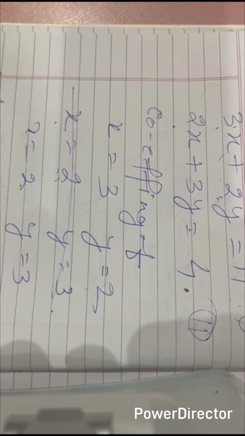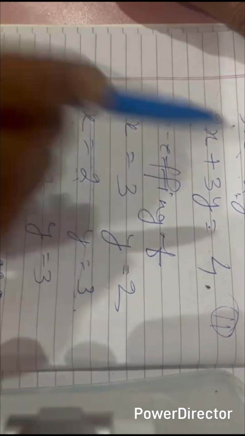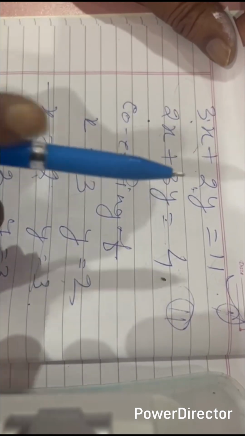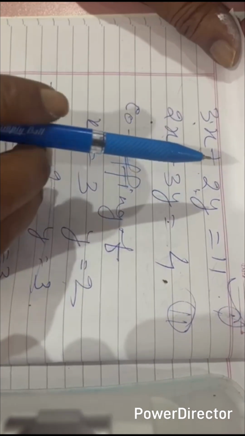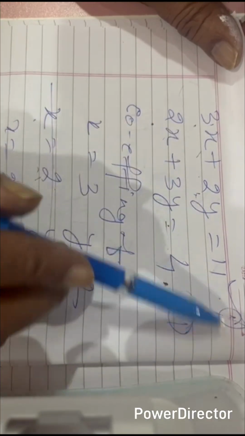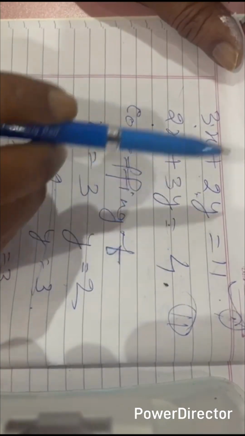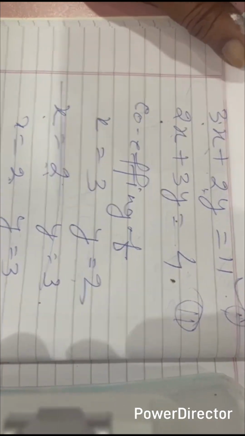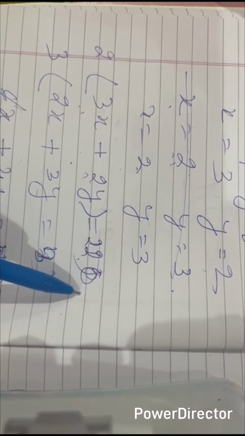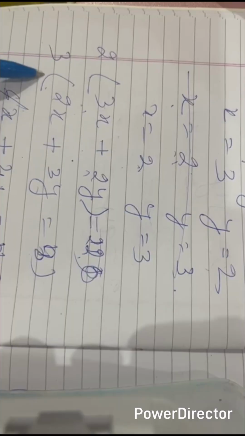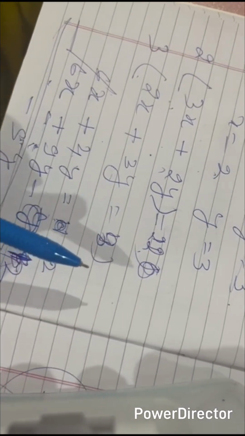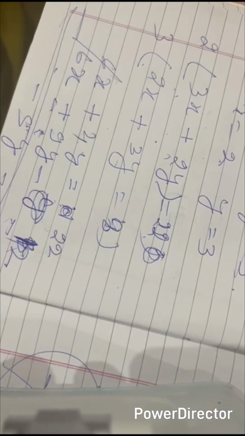Now how can I equalize the coefficients of x and y? For example, we observe the coefficient of x in equation 1 and equation 2, which are 3 and 2. Here, equation 1 is multiplied by 2, and equation 2 is multiplied by 3.